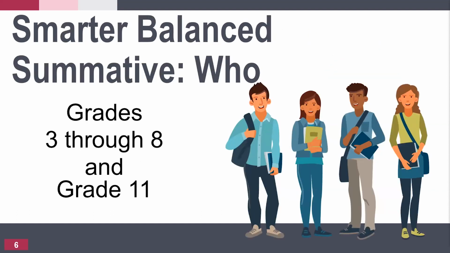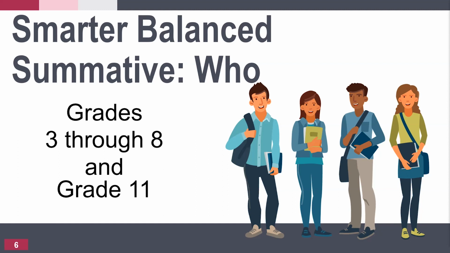You might be wondering right now who takes the CAASPP assessments. All students in grades 3 through 8 and grade 11 take the Smarter Balanced summative assessment unless a student's active individualized education program, or IEP, designates that they take the California Alternate Assessment. The alternate assessments are only for the most significantly cognitively disabled students, approximately less than 1% of the population. Students designated to take the alternate assessments take them in the same grade level as the Smarter Balanced assessments.